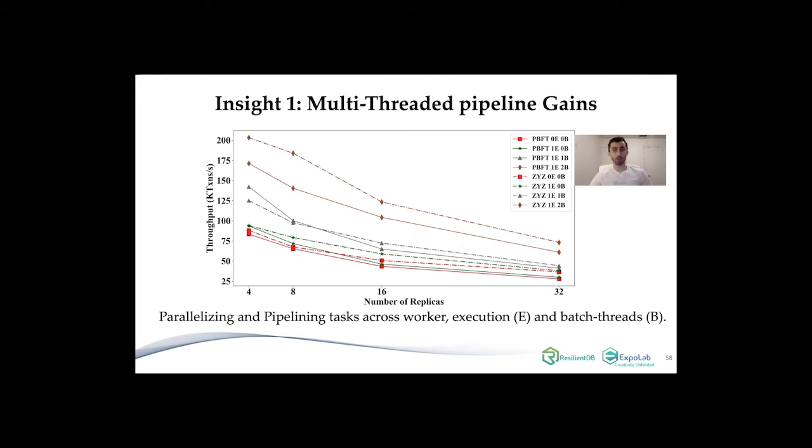But when we add one more batching thread to the PBFT and ZZiva, the throughput of both of them will significantly increase even with 32 nodes. And this shows that having multiple batching threads, execution threads, and worker threads can increase the performance and the throughput from 40K to even 80K. It means 2 times better with 32 nodes. And with 4 nodes, the throughput from 70K went up to 200K.